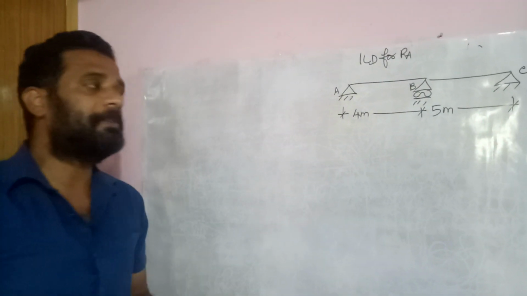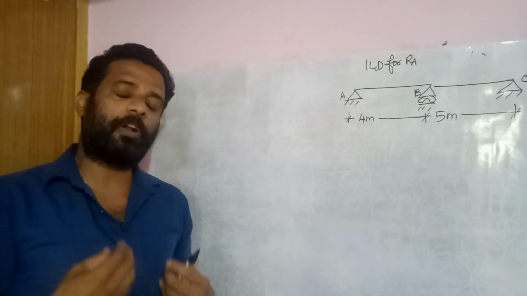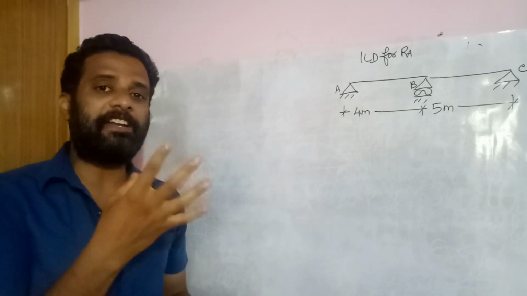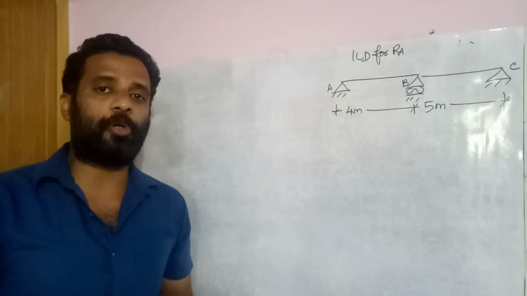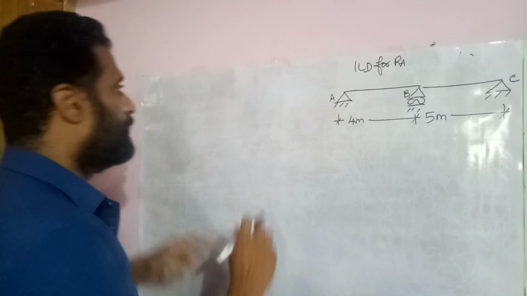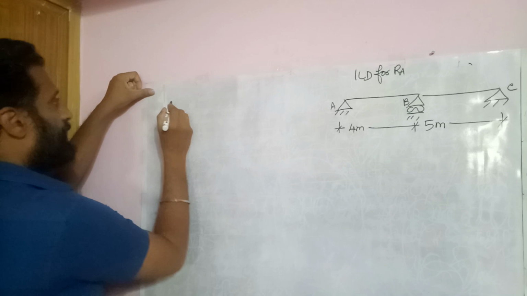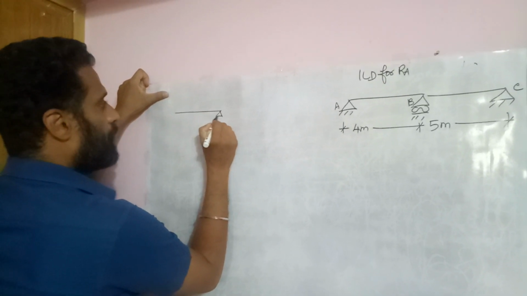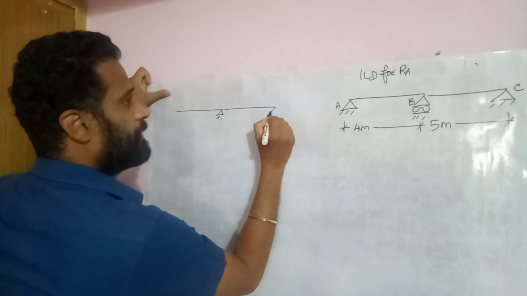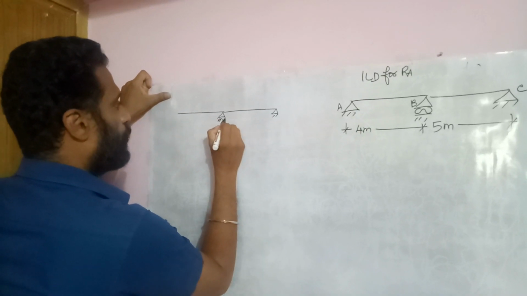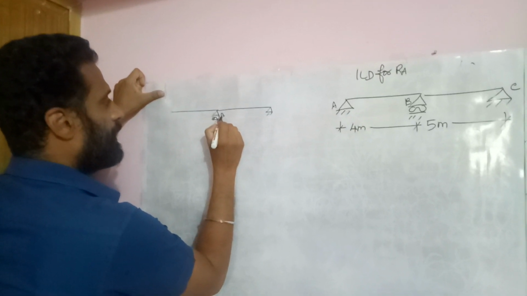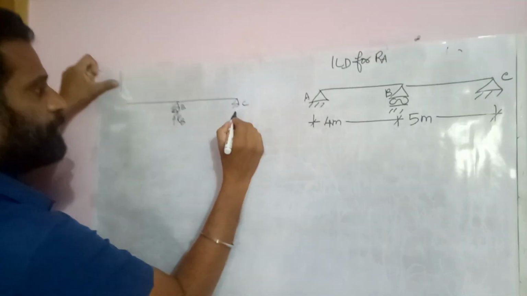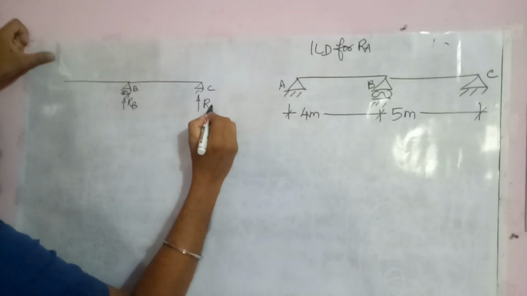What does the Müller-Breslau principle state? Whatever response you want to plot, you just remove the condition and make it free and apply the unit load or unit rotation. So I'm making the A point free. See, I'm just having only B and C. So this is a roller, this is B and this is C, where you have a reaction RB and a reaction RC.